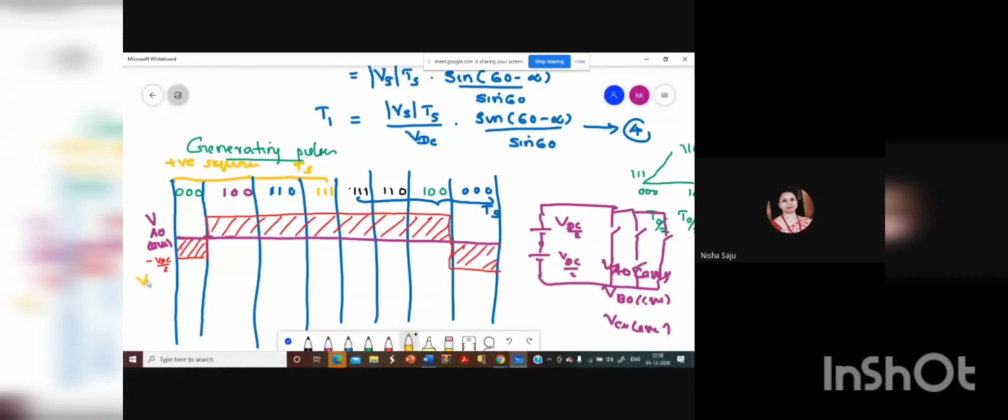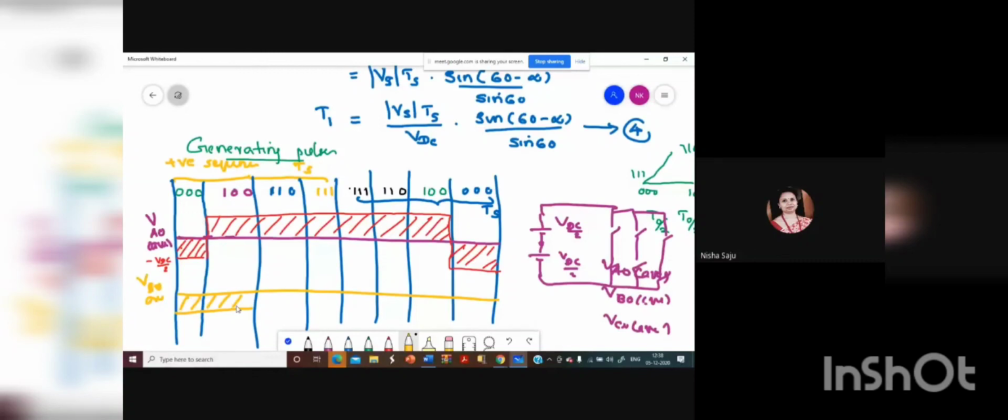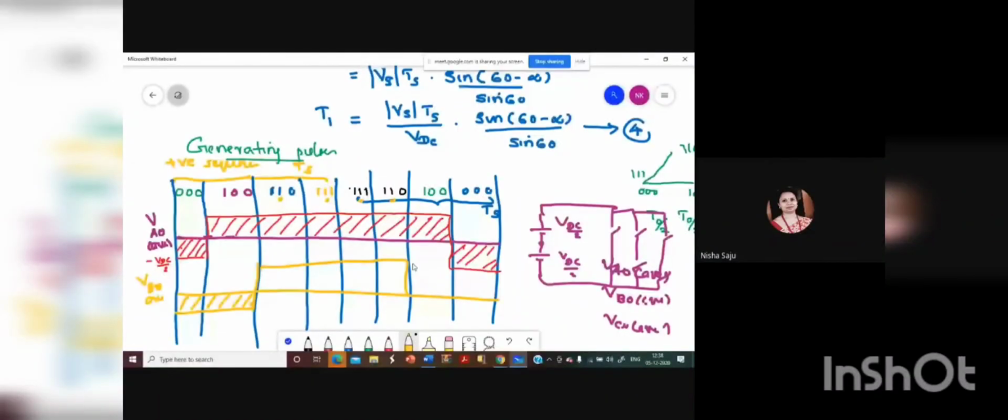VB0 average means, see, this is your reference. From that reference up to this level, your B phase is 0. So up to this level you will have VB0 as 0. Then when you start from here, you will have the second phase as 1, 1, 1 and 1. So you have up to this level 1, 1, 1. Again in the second phase you have 0, 0. So you can just draw like this, and this represents the VB0 average corresponding to sector 1.